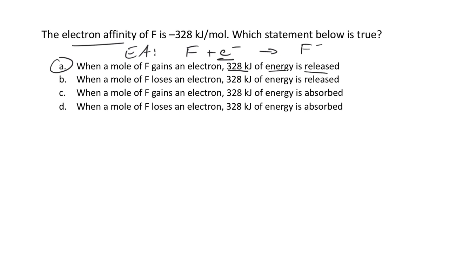So when a mole of F loses an electron, 328 kilojoules is released. That would be like ionization energy. So ionization energies are atoms losing electrons. So this is a statement that would go along with a value that might have been an ionization energy given to us. Ionization energy for all neutral atoms is positive, meaning energy is required for an atom to take an electron, break it off the nucleus, the positive charge holding it into place. So for neutral atoms, energy is always required for ionization, so energy has to be absorbed for all atoms to lose electrons. When a mole of F gains an electron, 328 kilojoules is absorbed.